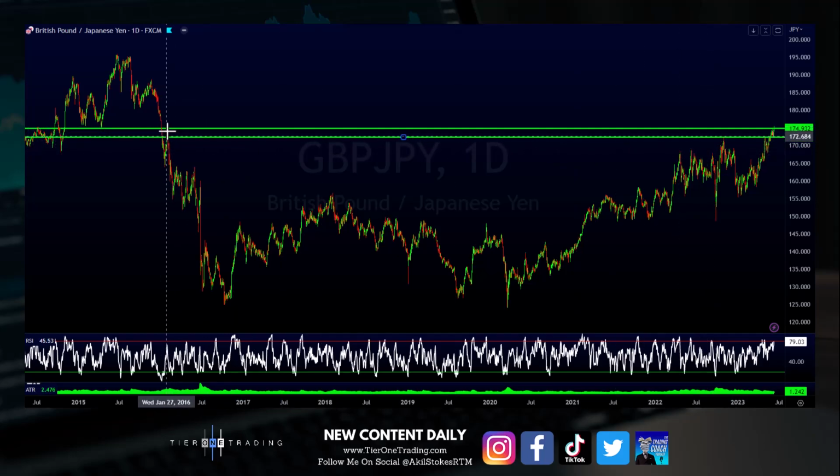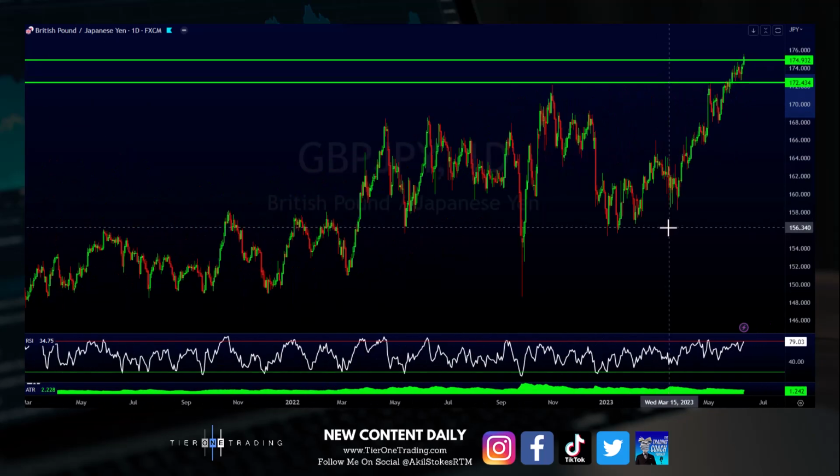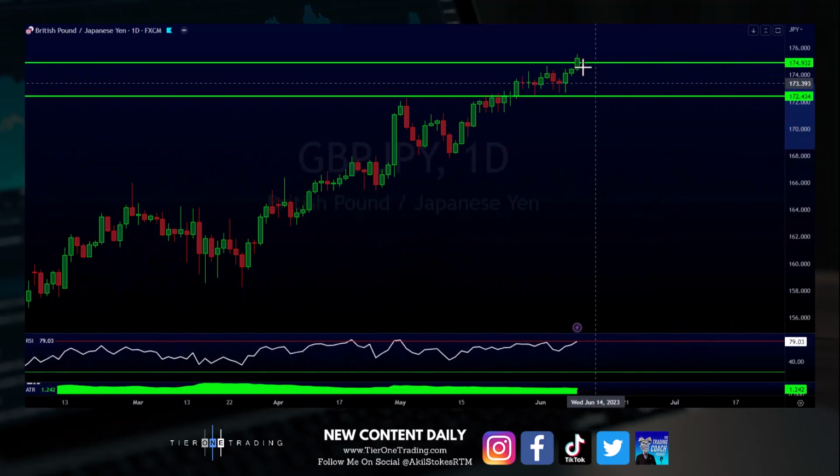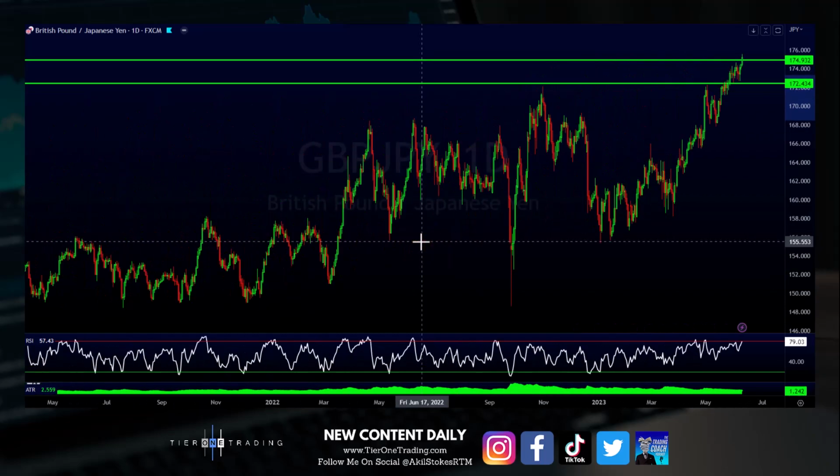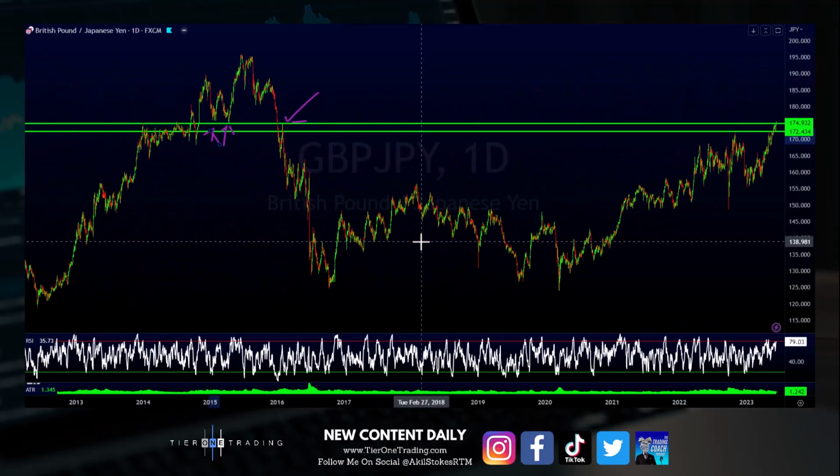You can see our previous outside level of structure, right there, which had confluence from our previous inside levels of structure here and here. Well, you can see that if we go into present time, we just broke and closed above that. And if you've been following the video for some time now, you know the process and the rules that I follow. It's a four-step process called IPDE: identify, predict, decide, execute, where I identify what price action has done.